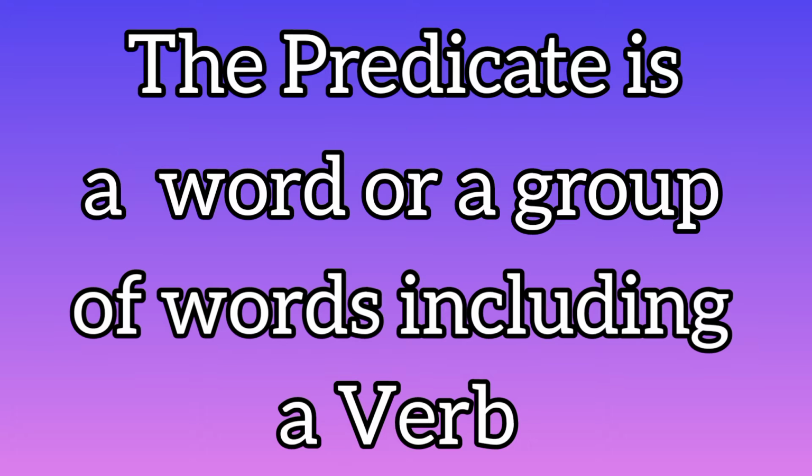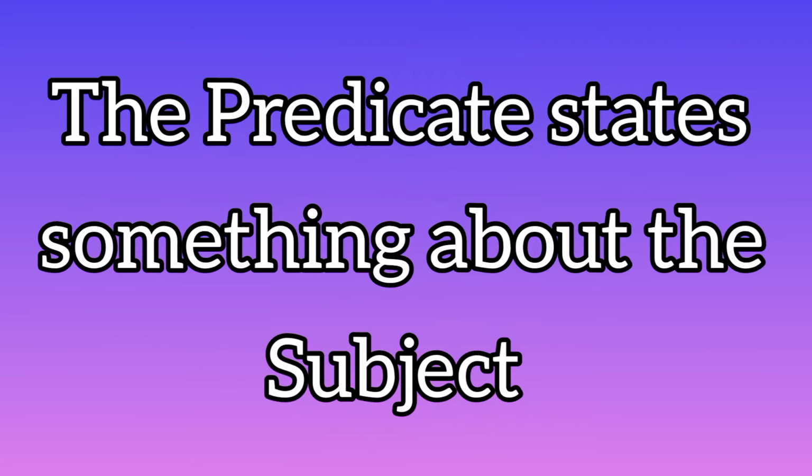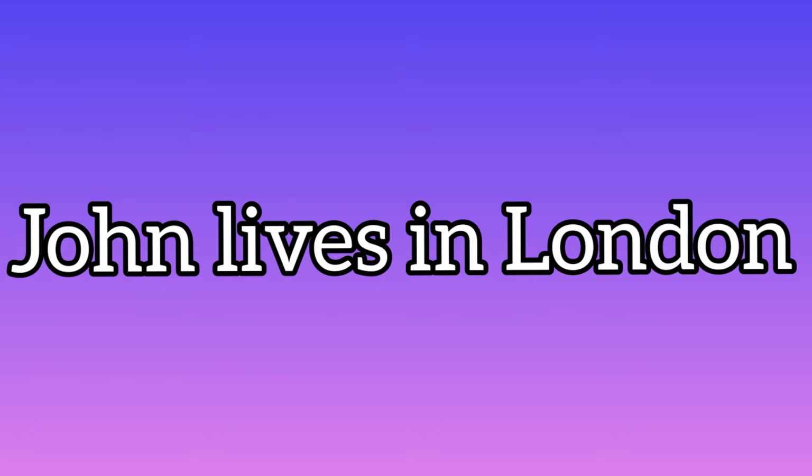The predicate, on the other hand, is a word or a group of words or that part of the sentence in which something is stated about the subject, or whatever is stated in the sentence about the subject is called the predicate. The predicate must have a verb, at least one verb.